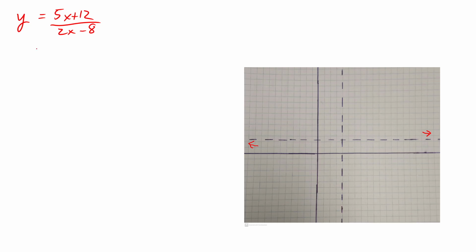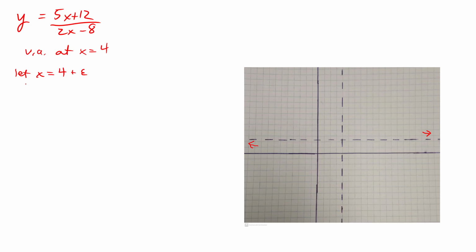Let's take a look at a vertical asymptote analysis. Well, we've already shown that our vertical asymptote is at x equals 4. All right, good enough. So what we want to do now is let x equal 4 plus epsilon and let x equal 4 minus epsilon.